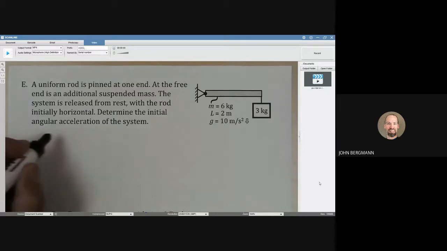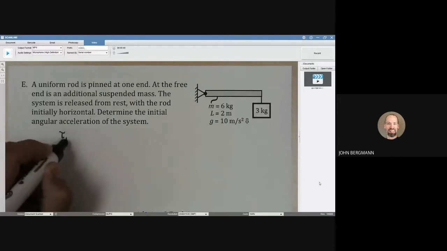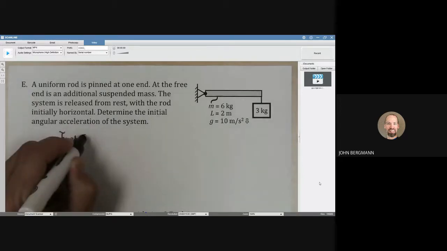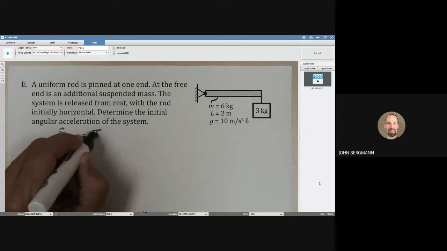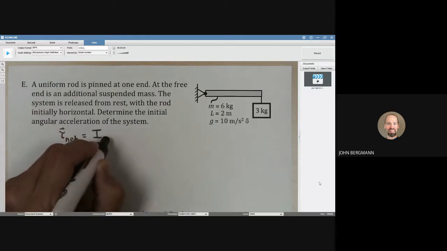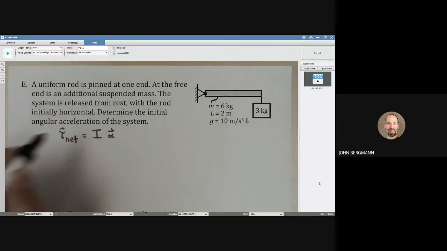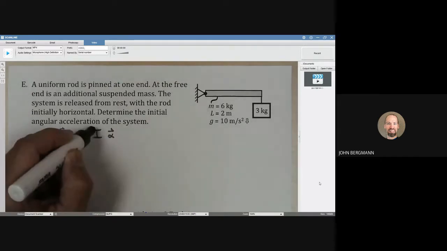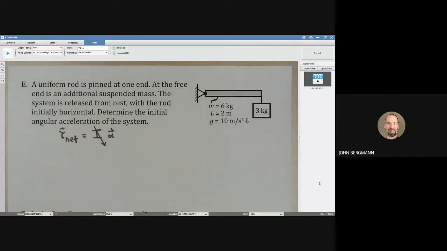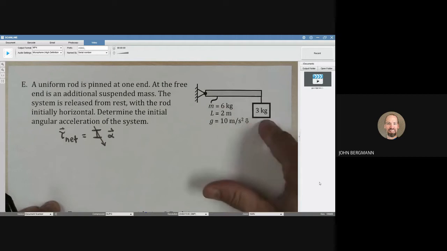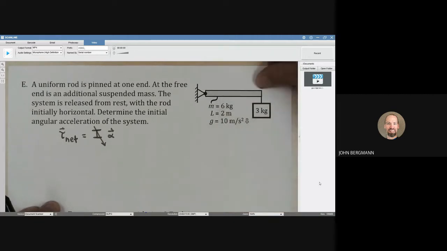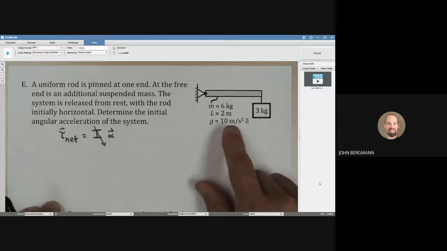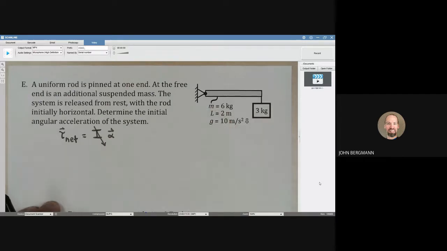We want to use here Newton's second law for rotation. The net torque is equal to the moment of inertia of the system multiplied by the angular acceleration of the system. This moment of inertia is a combination of two moments of inertia. We have a rod here, but then we also have essentially a point mass that's at a distance of 2 meters away from the rotational axis.